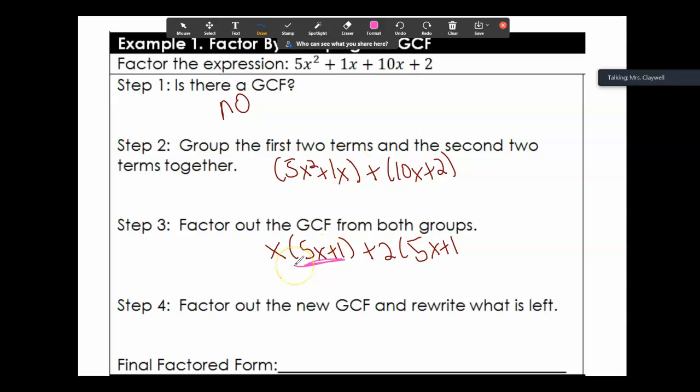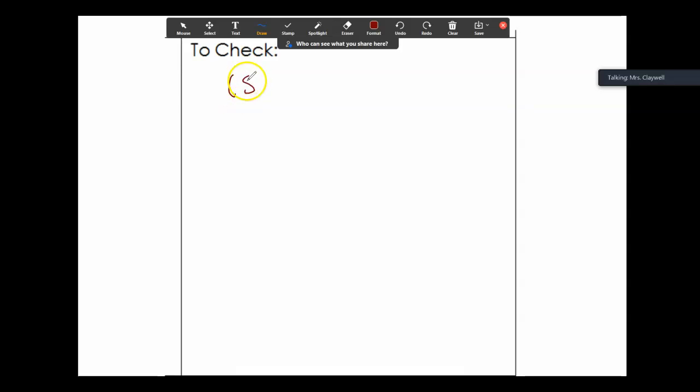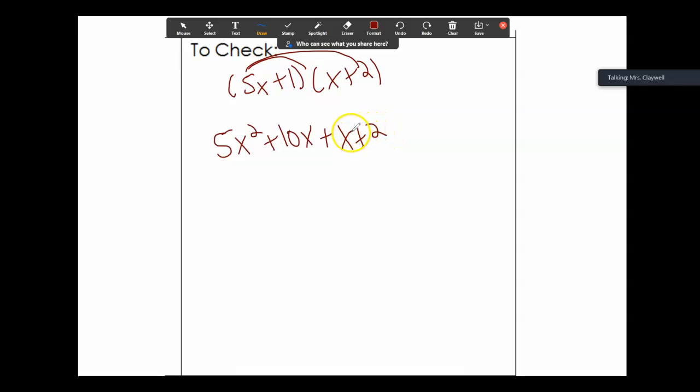So I get what I call our matching and our leftovers. So what they both have in common is our matching, and what is left, or our leftovers, is our x plus 2. Now if we ever wanted to check this, we could take the time to multiply out our factors. So this is 5x squared plus 2x, or plus 10x, plus x plus 2. So this one works out.